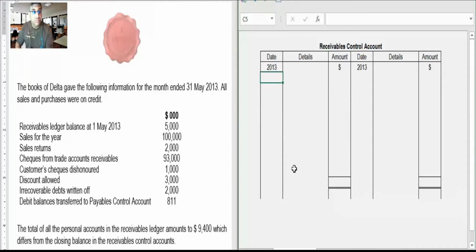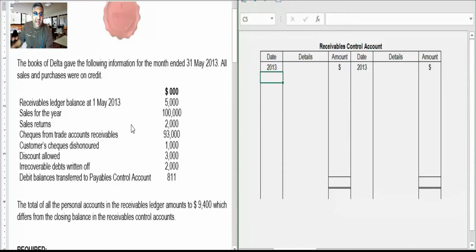Welcome friends. Today we're going to talk about the chapter control accounts. We are going to work on a question where we are required to prepare the receivables control account, and we've also got some correction of errors regarding the control accounts. So let's take a look at the question.